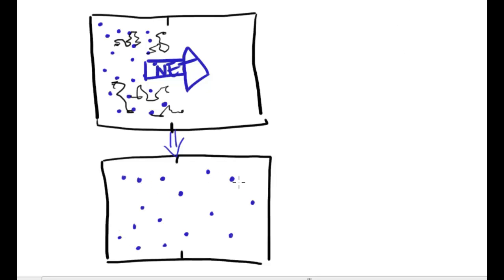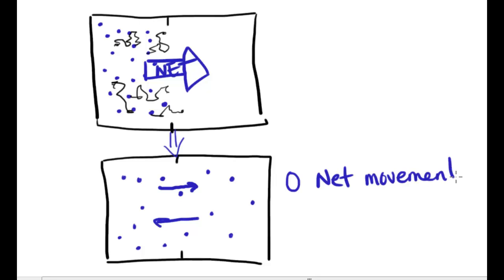The molecules here are moving randomly about just as before. The motion of individual molecules hasn't changed, but now molecules are randomly moving between the two sides at the same rate. They're moving in this direction and in this direction at the same rate. So the net movement between the two sides is zero. In other words, the system is in equilibrium.